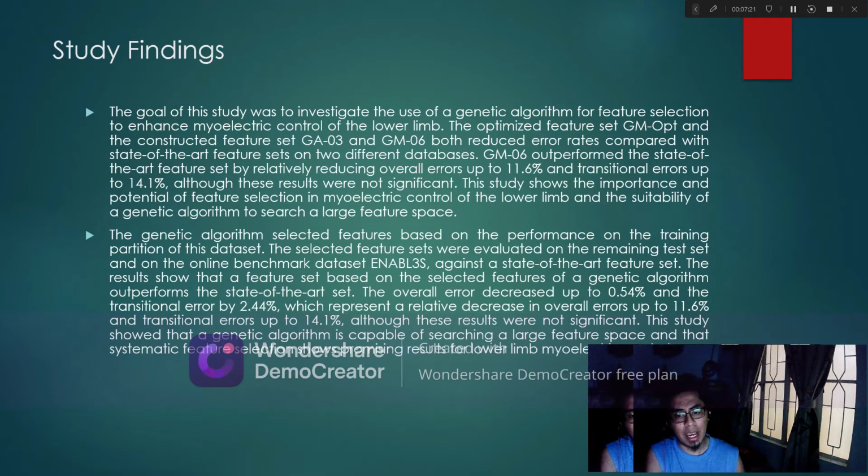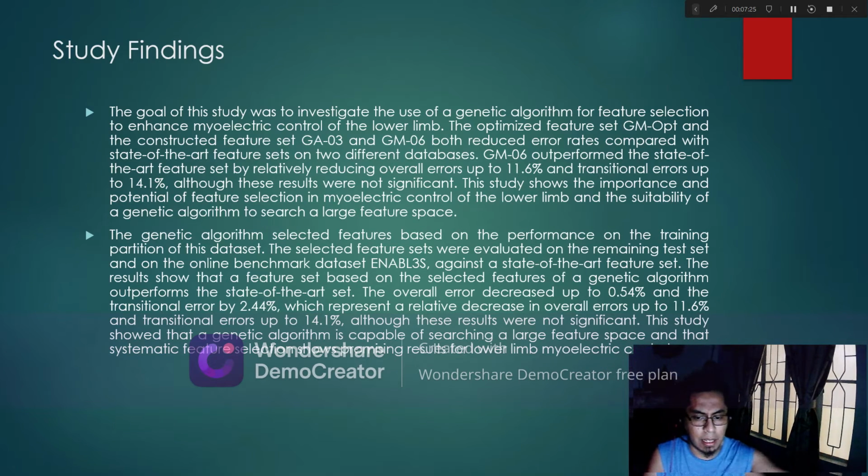So with regards to their findings after all of the technical and medical analysis that they have there, they have included that the goal of the study was to investigate the use of a genetic algorithm for feature selection to enhance myoelectric control of the lower limb. They optimized the feature set GM-up and constructed feature sets GA and GM03, both reduced error rates compared with state-of-the-art features on two different databases.